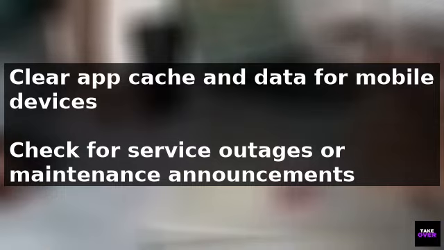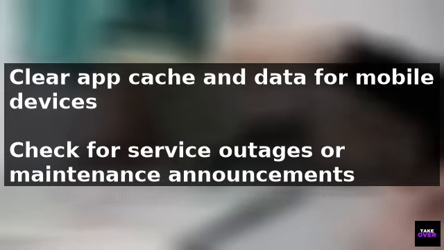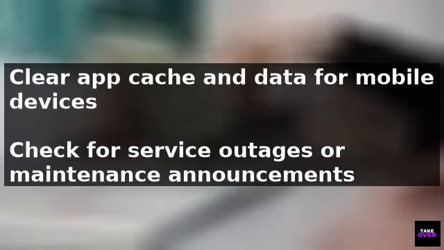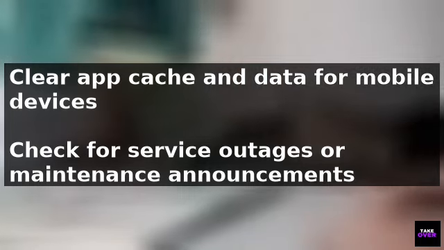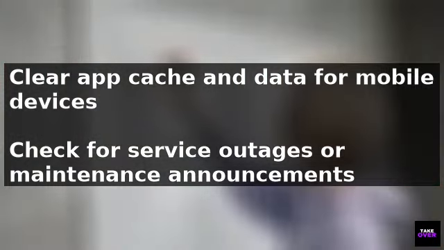If the issue only occurs with a specific video or channel, try watching a different program to determine if the problem is with the content or a broader issue. Checking the display settings on your TV or device to ensure they're configured correctly is also important, as incorrect settings can cause a black screen.